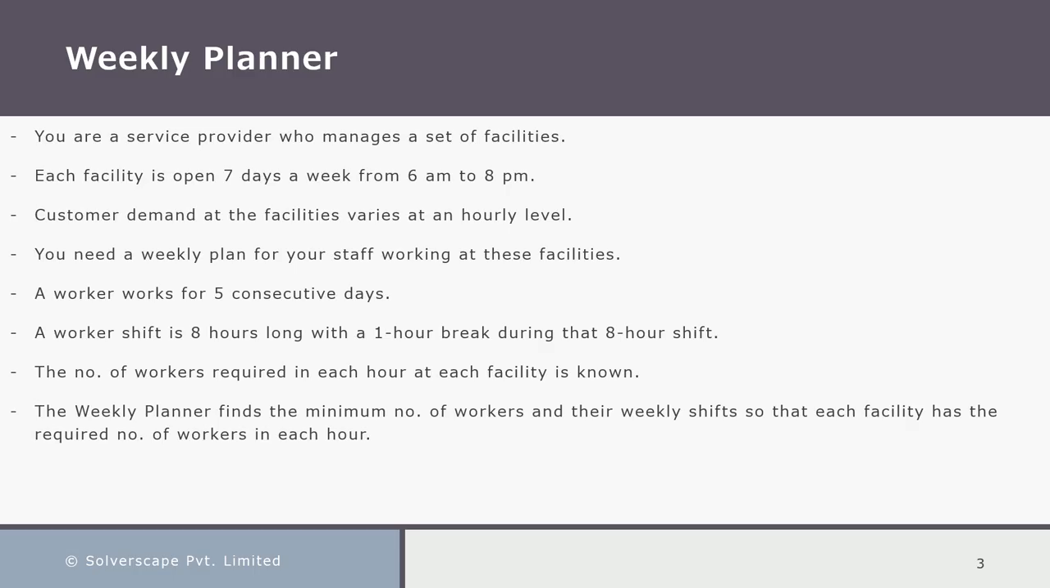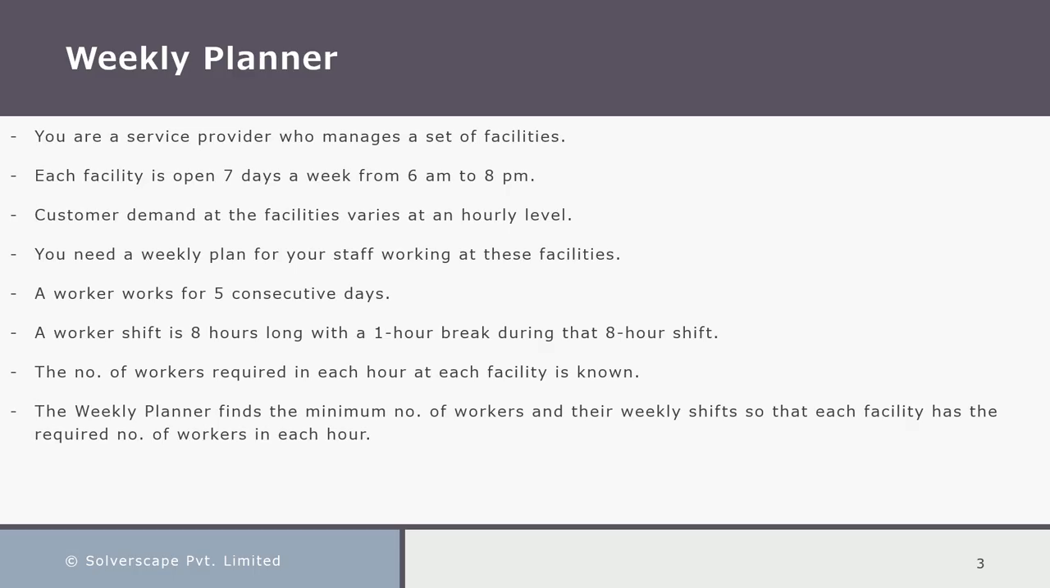A worker works for 5 consecutive days. A worker shift is 8 hours long with a 1 hour break during that 8 hour shift. The number of workers required in each hour at each facility is known. The weekly planner finds the minimum number of workers and their weekly shifts so that each facility has the required number of workers in each hour.